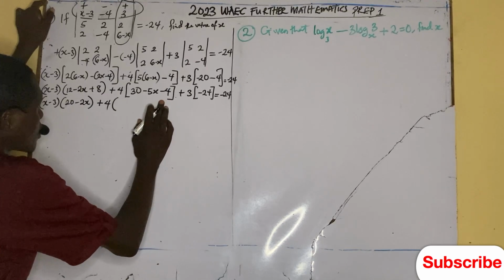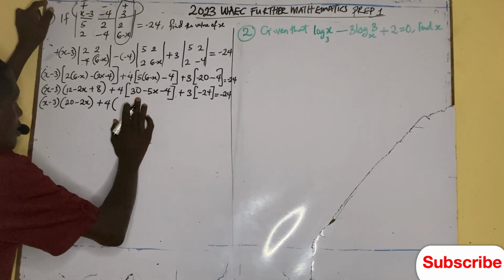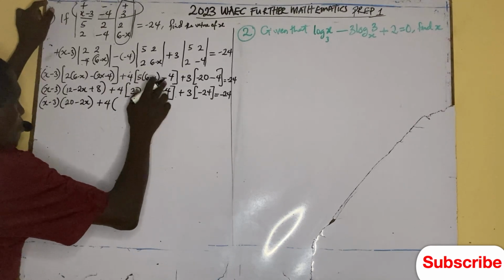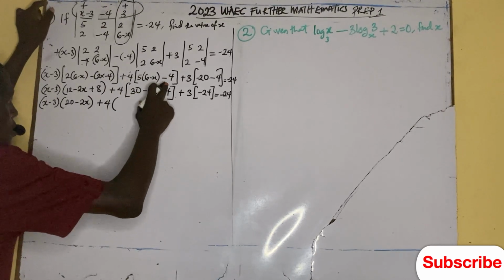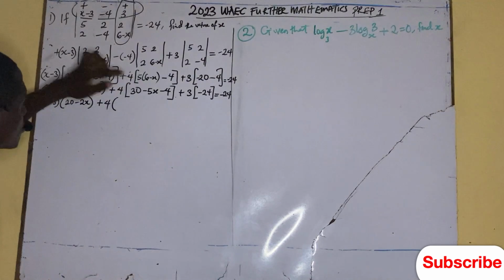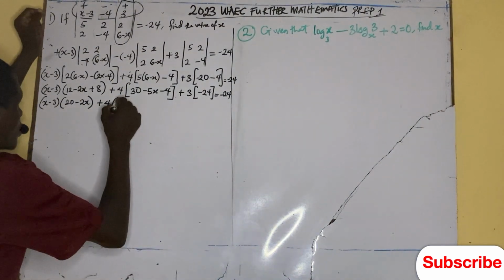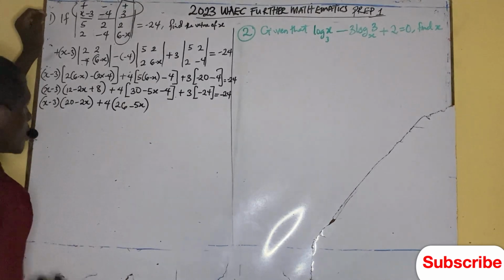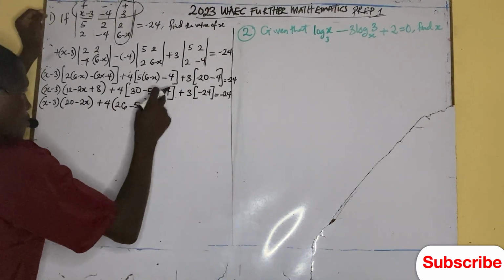Let's look at it critically. 5 times 6 plus 30. Then we have what? Minus 5x. We have minus 4 here. So 30 minus 4 will give us what? 26 minus 5x. Bracket close. What's it minus 4 will give 26?